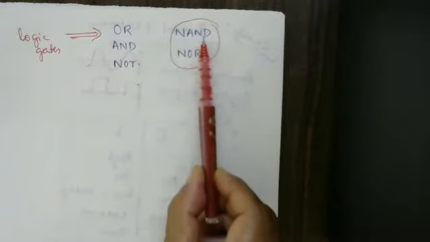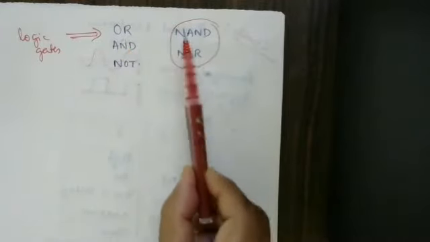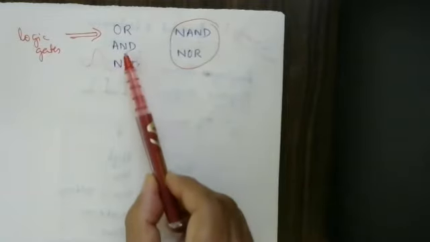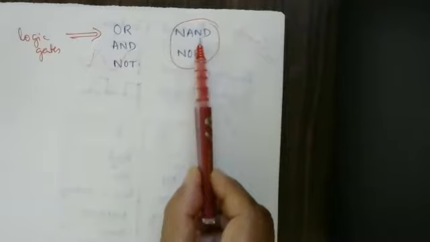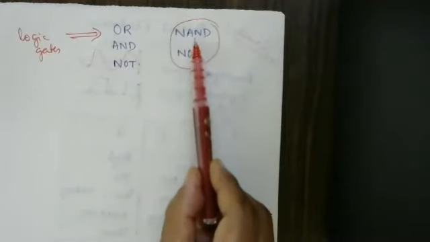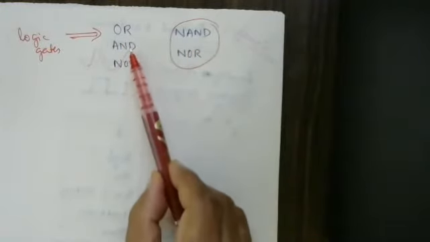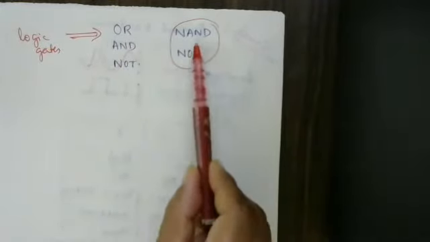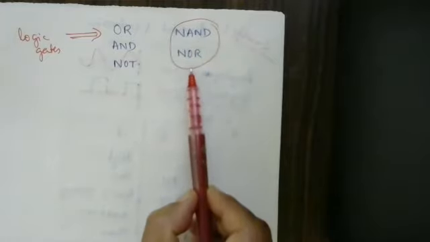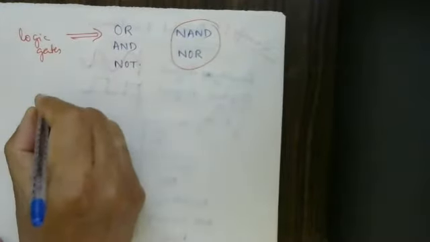Using a combination of four NAND gates, we can get an OR gate. Using a combination of three or four NAND gates, we can get an AND gate. Using NAND gates, we can get the NOT gate. So if we combine NAND gates, we can get an OR gate, AND gate, or NOT gate. Therefore, the NAND gate is called a universal gate, and the NOR gate is also called a universal gate. Now, first, the OR gate.